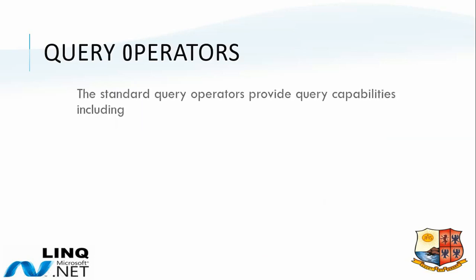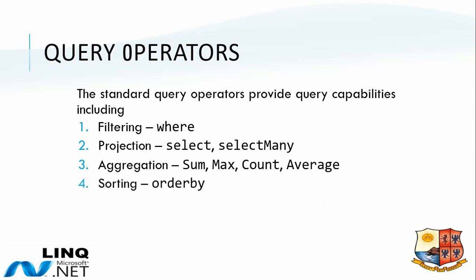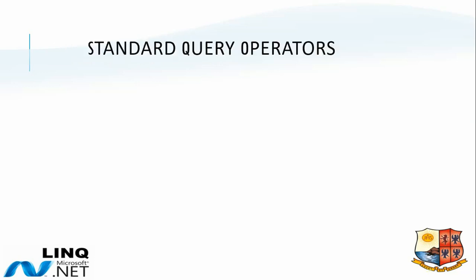What are query operators here? Standard query operators provide more query capabilities. Starting with filtering, for which we use the word where. Projection, in other words, select. Projection is the keyword used here, but basically it just means show something. When I project something, I'm showing something. In other words, select, retrieve, show. Any word you can use. Aggregation functions like sum, max, count, average, etc. We'll use all these things. Sorting, we use the word order by. Grouping, we use the word group by. There are lots more, but I'm not going to discuss everything because it will take a long time. So let me quickly go through the standard ones alone.